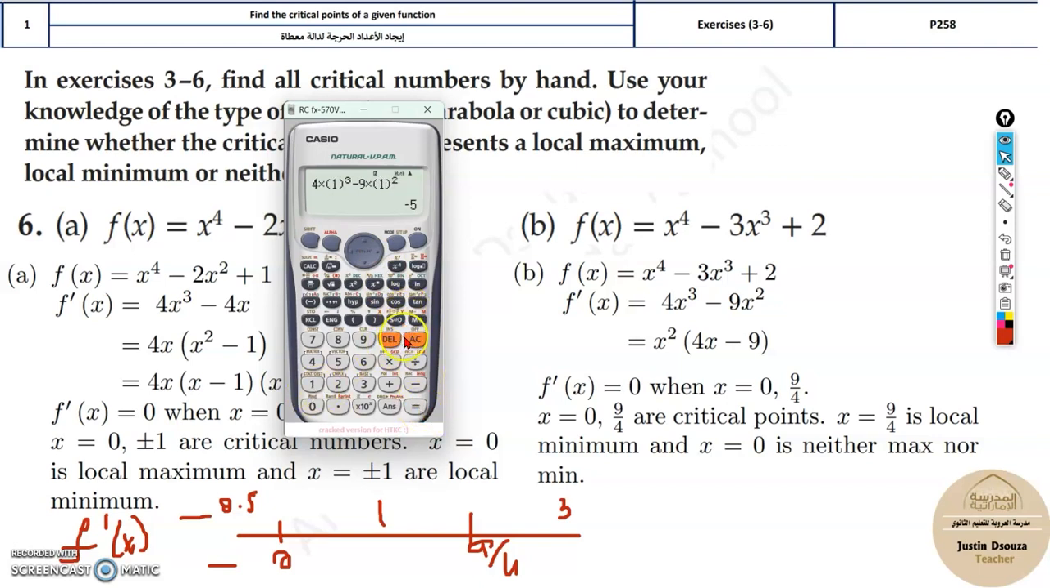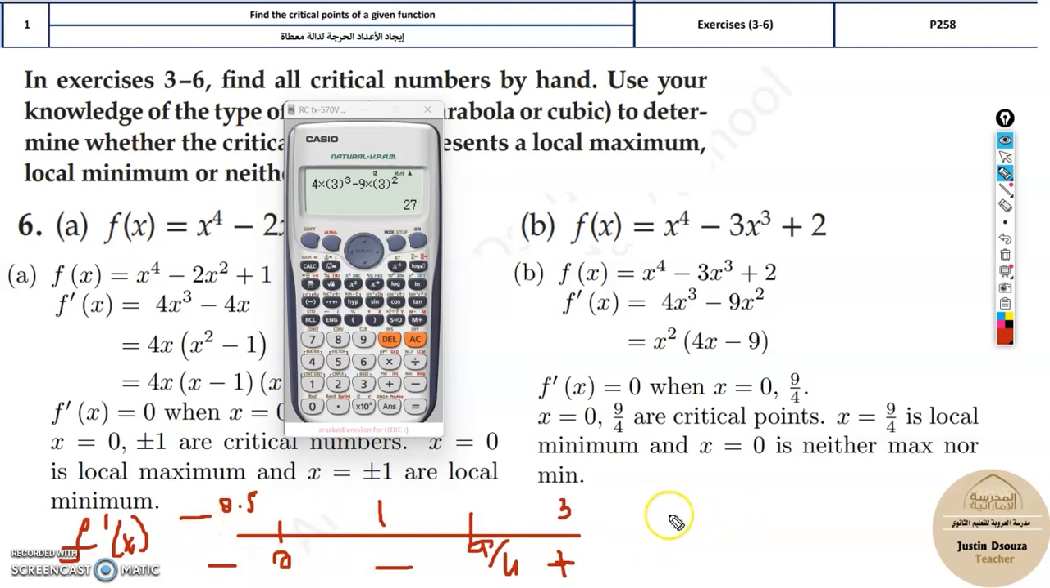So what is the answer I'm getting? It's minus. So again, I'm getting a minus. And last one, let's try 3. Now let's put 3 over here and 3 over here. And I'm getting a plus. So over here, it's plus. So what do you understand over here?